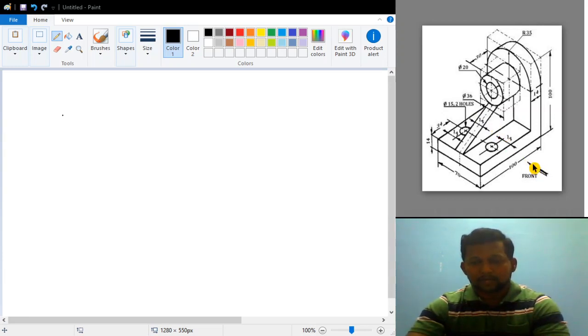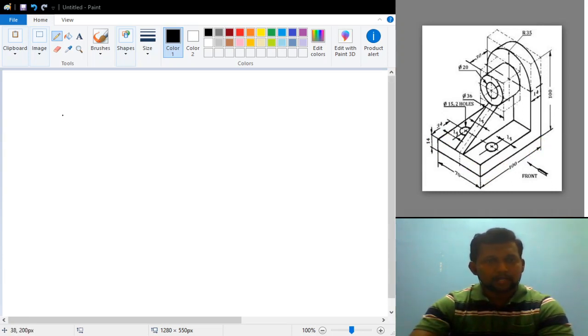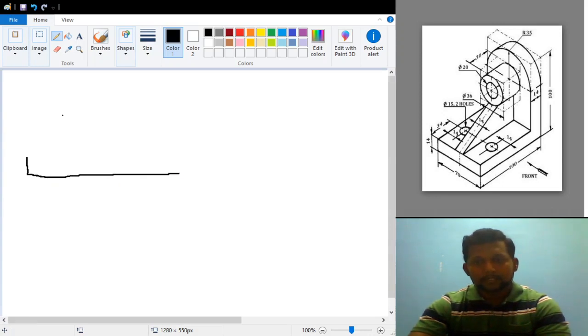So in the front view, what I can see here is this vertical distance is 14 mm, and this total length is 100 mm. So first let me draw that one. The vertical distance is 14 mm, and this total distance is equal to 100. And again this vertical distance is also equal to how much? Here it is clearly shown that it is also equal to 100 mm. So let me take 100 mm like this.